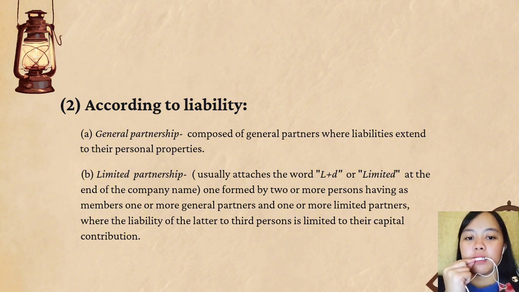It usually attaches the word LP or Limited at the end of the company name. It is one formed by two or more persons having as members one or more general partners and one or more limited partners, where the liability of the latter to third persons is limited to their capital contribution.